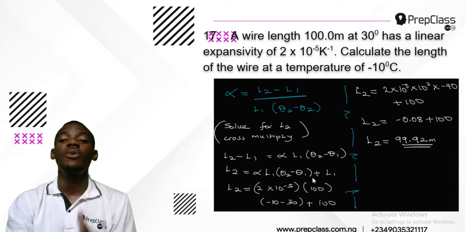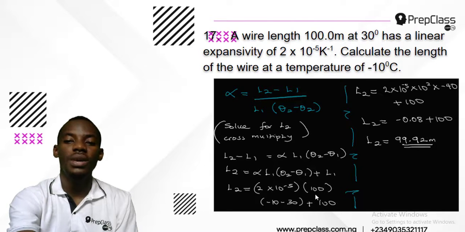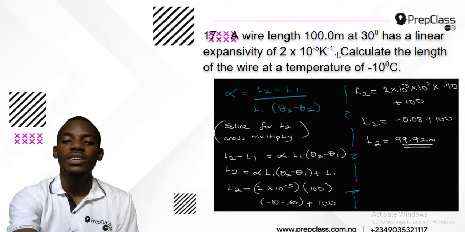The next thing for me to do is to plug in the parameters. Now, what is my linear expansivity? It was given in the question, right, as 2 times 10 raised to the power minus 5. So that's it here. Then my L1 is 100, okay? Then change in temperature, theta 2 minus theta 1. The final temperature is minus 10 degrees Celsius, so that will become minus 10, then minus the initial temperature, 30. That's minus 10 minus 30. Then plus 100, giving me 2 times 10 raised to the power minus 5 times 100. That's 10 raised to the power 2, that's 100, times minus 40, because minus 10 minus 30 is minus 40, and that's minus 40 plus 100.